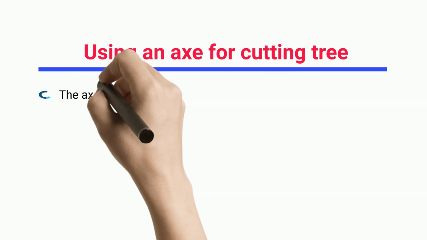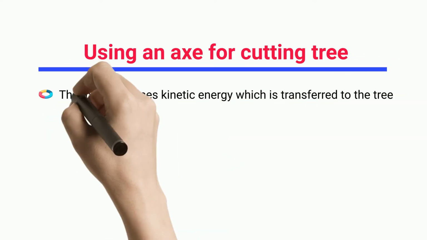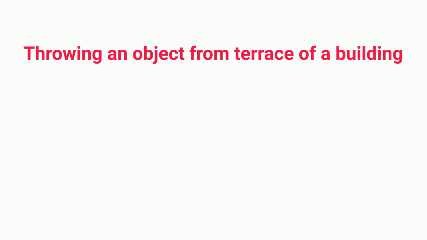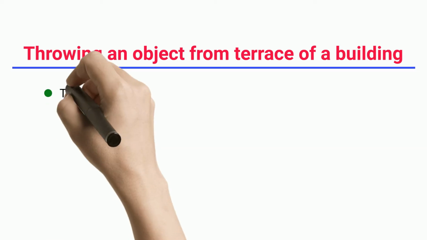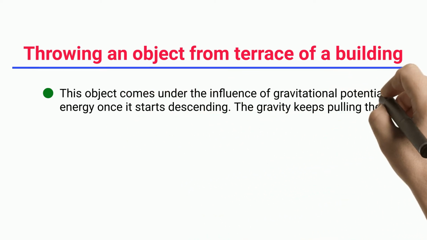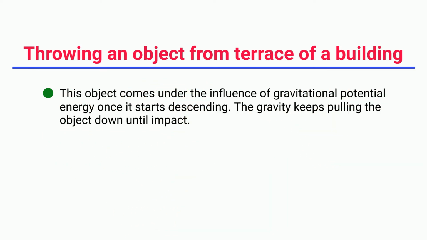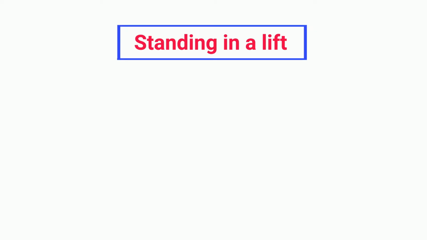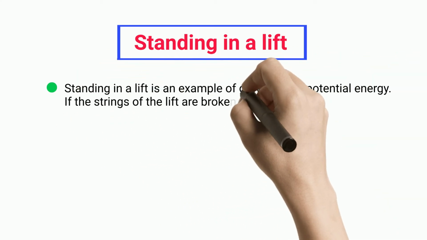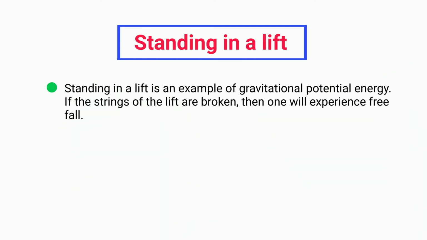Using an axe for cutting a tree. The axe possesses kinetic energy which is transferred to the tree for cutting. Throwing an object from the terrace of a building. This object comes under the influence of gravitational potential energy once it starts descending. Gravity keeps pulling the object down until impact. Standing in a lift. Standing in a lift is an example of gravitational potential energy. If the strings of the lift are broken, then one will experience free fall.